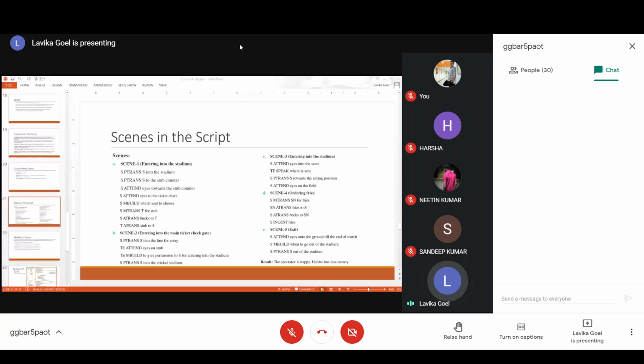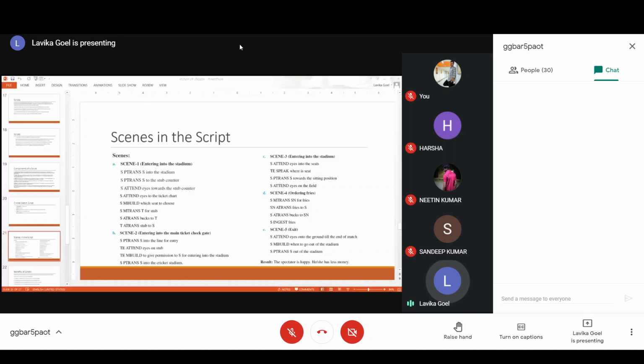So SM build seat to choose. So basically he is deciding which seat to choose. Then SM trans T for stub. M trans is the primitive action for telling, transfer of mental information. M trans means transfer of mental information.